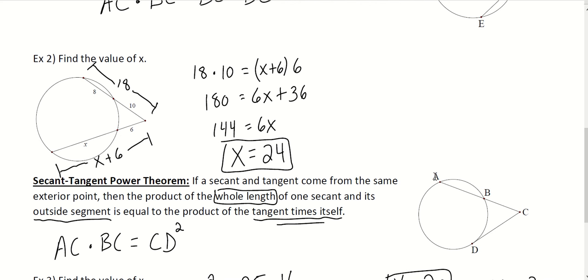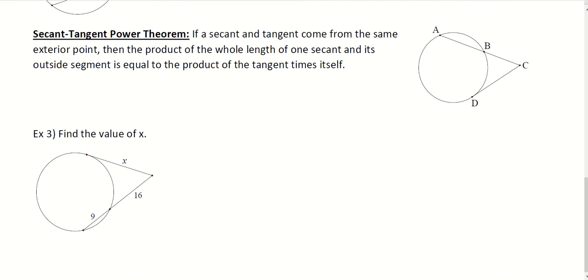If you're going to mess this up, that's probably where you messed it up. You're probably, instead of saying AC, you might say AB. So if you made an error on number 2, I bet that's where you did it. So the whole thing is AC multiplied by its outside segment, which is BC, is equal to, and you'll see that here, AC times BC, is equal to the product of the tangent multiplied by itself. So that'd be CD squared. That is the secant tangent power theorem. So go ahead and use that secant tangent power theorem now to work example 3. Pause the video now, work example 3.